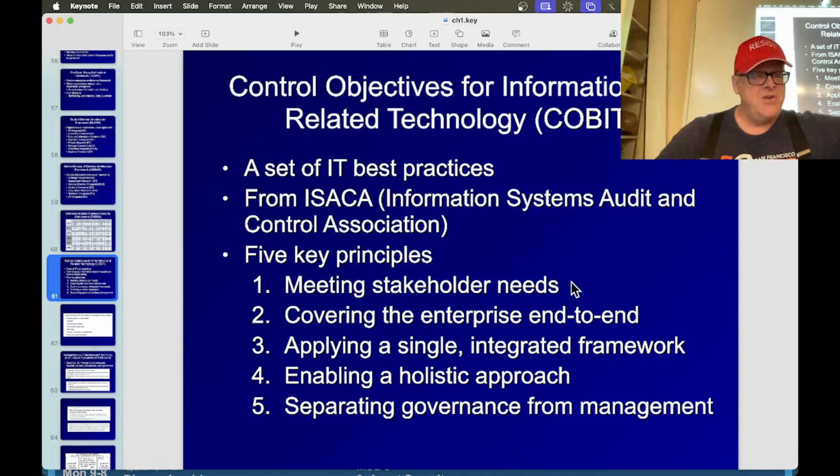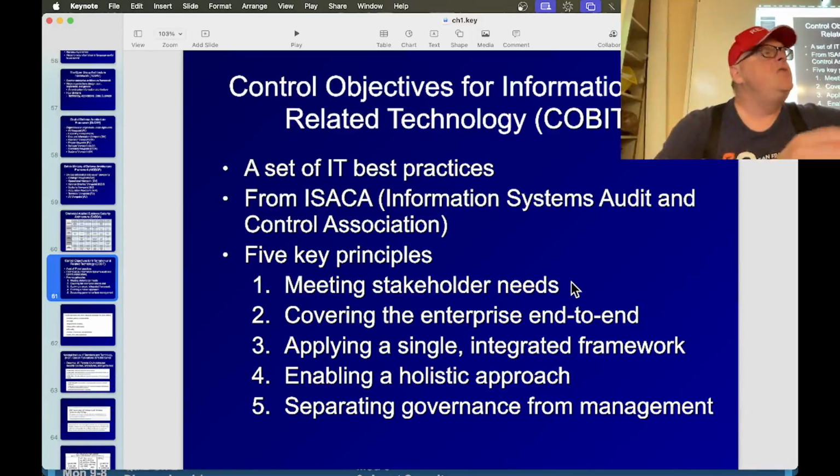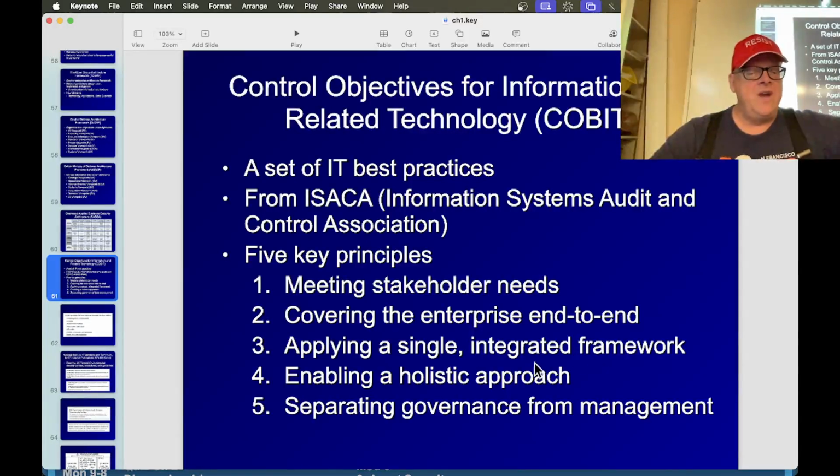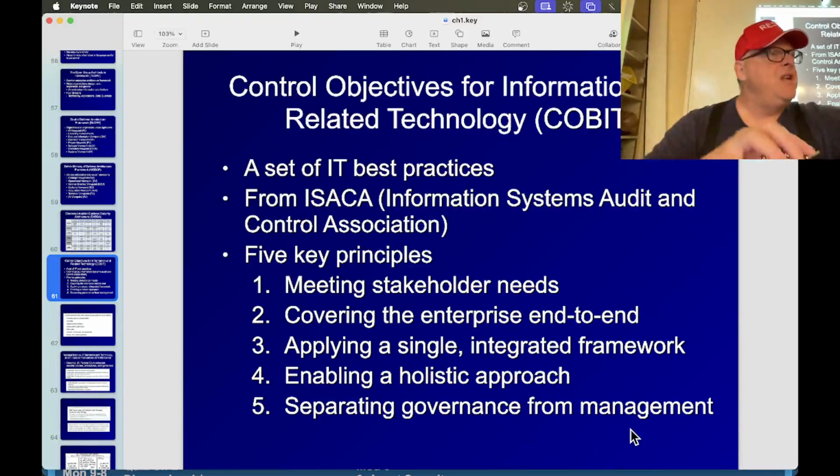They're meeting the needs of the stakeholder. A stakeholder is anybody who has an interest in seeing your company succeed. People who invested money, or people who use your products or partnered with your company, employees. These are all stakeholders. And then you cover the enterprise with an integrated framework. They have a holistic approach, and you're trying to separate governance from management. Management is controlling how things are done at the company so they get done, and governance is inspecting the processes to make sure they meet a certain standard. For example, a security standard. That's governance.